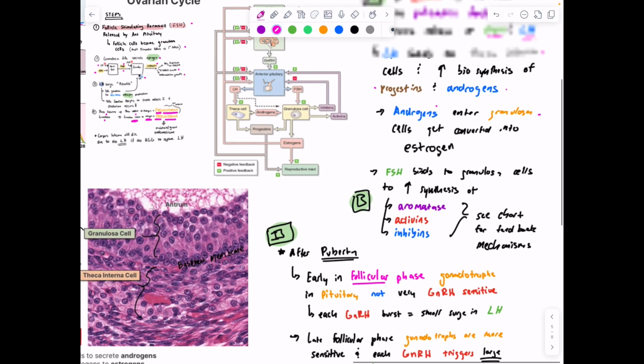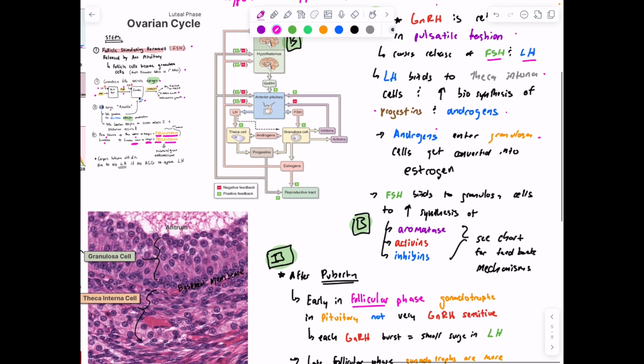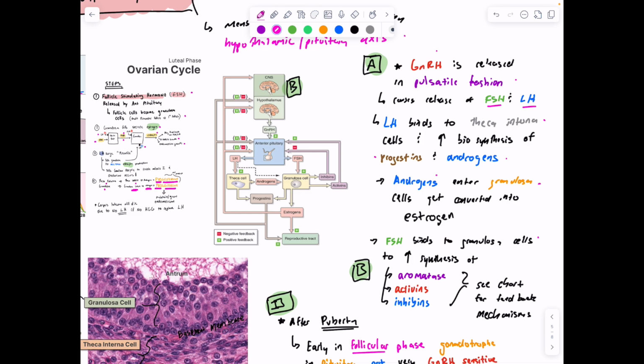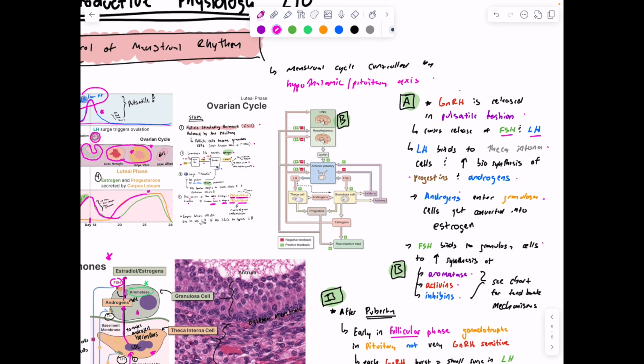All right, so not too bad. FSH binds to granulosa cells to increase synthesis of aromatase, activins, inhibins. So this is all basically the same as what's going on in males.